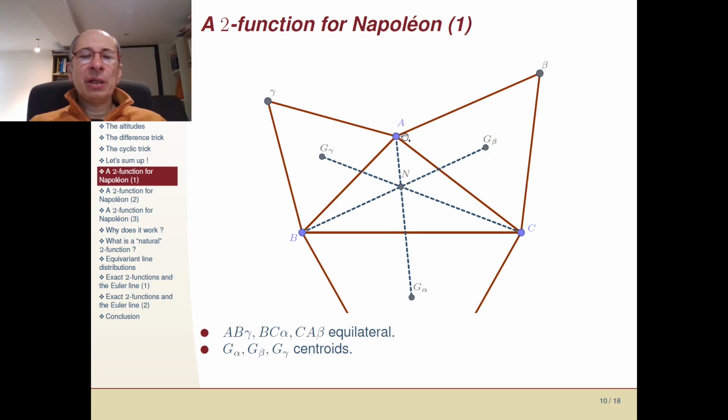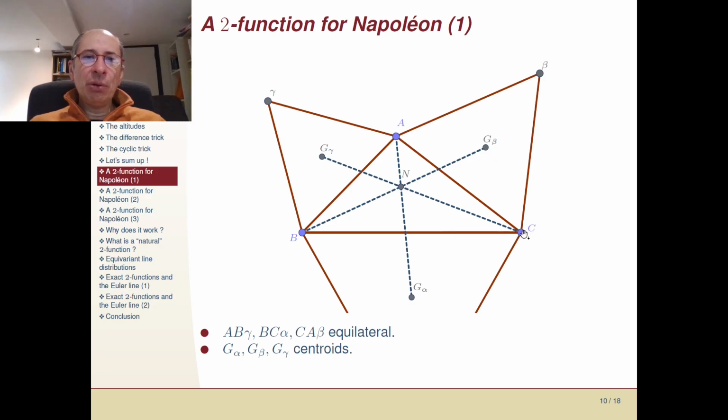To define them, first consider a triangle ABC, and on each side you build an equilateral triangle. So on the side AB, I call gamma a point such that AB gamma is equilateral, and similarly A beta C and alpha BC, where alpha is somewhere down below, they are equilateral triangles. For each of these equilateral triangles, consider its centroid. So let's call G gamma the centroid of this equilateral triangle, and so on.